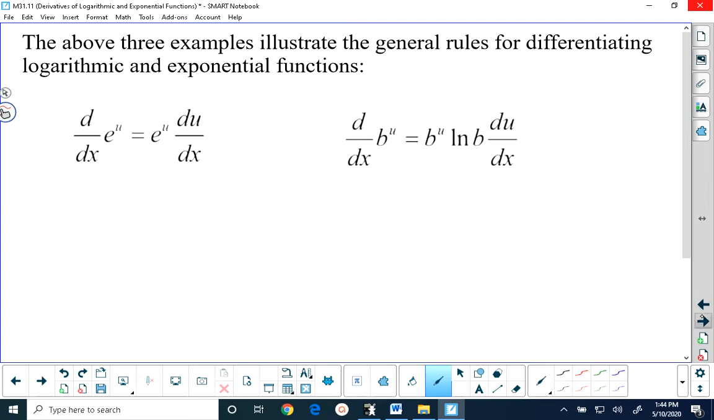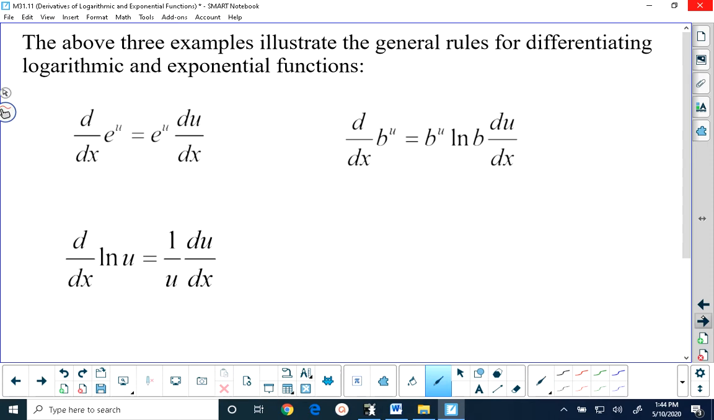We just learned in warm-up C that if you had a base that was not e, the derivative of b to the x is b to the x ln b, but if we combine that with the chain rule, the derivative of b to a function of x is b to the function of x times ln of b times the derivative of the function of x.